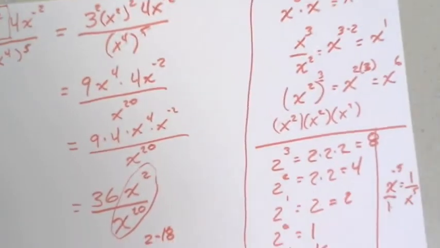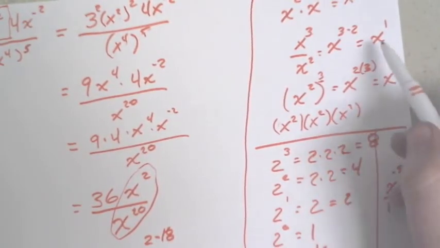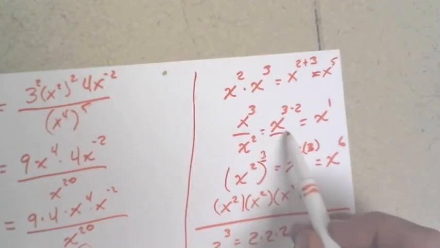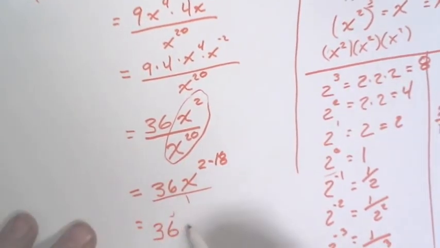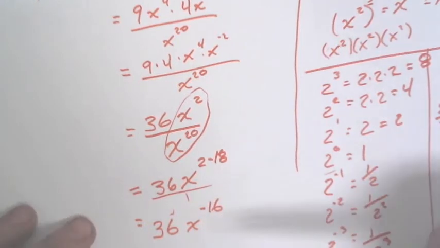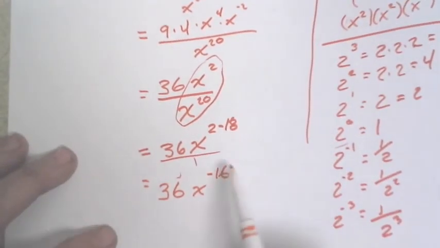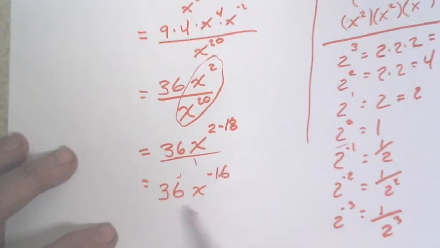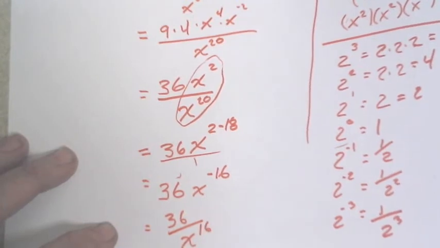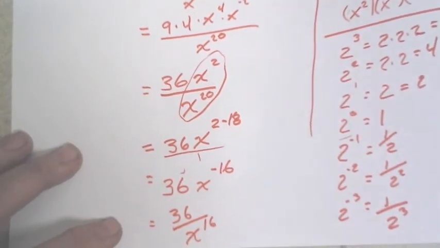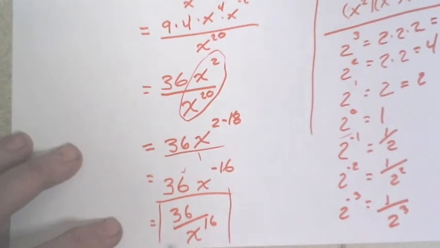And notice this is all essentially over 1. So we're going to end up with this 36x to the negative 16 in the numerator. But that negative 16 is kind of saying, I don't want to be in a numerator. So we get 36 over x to the 16. And that should be our final answer.